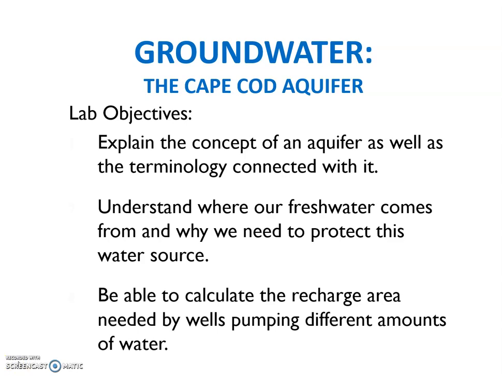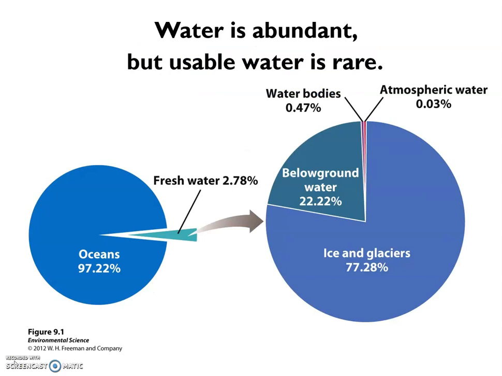So the topic of groundwater has already been covered in lecture, but at this point in time, I want to review some of the key concepts about groundwater. We'll go over a few of the basics on the next slide before moving on to Cape Cod's aquifer. The first key concept is that water is abundant on Earth, but usable water is rare.